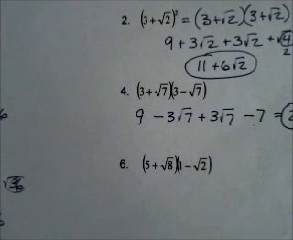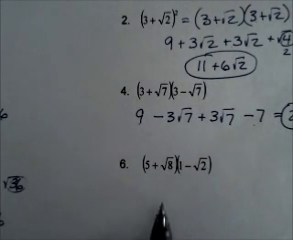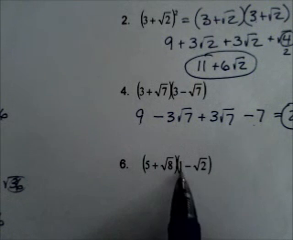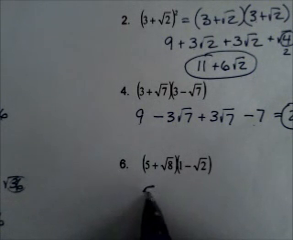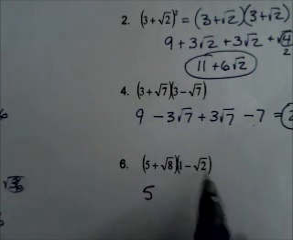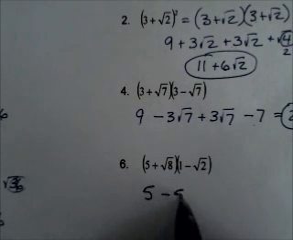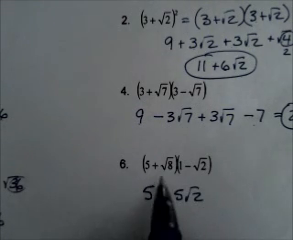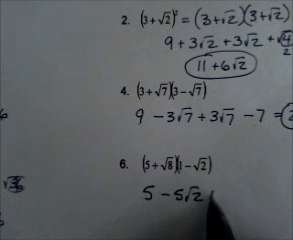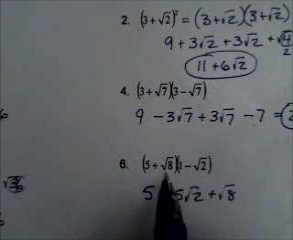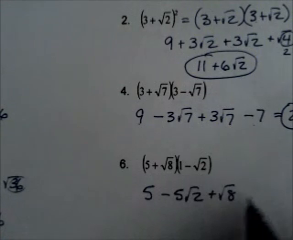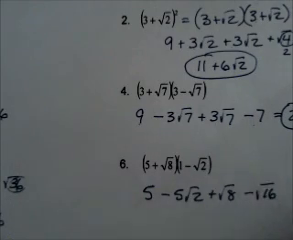Pause the video, try it on your own, and then come back and check. 5 times 1 is 5. 5 times negative square root of 2 is negative 5 square root of 2. Square root of 8 times 1 is the square root of 8. And the square root of 8 times negative square root of 2 is negative square root of 16.